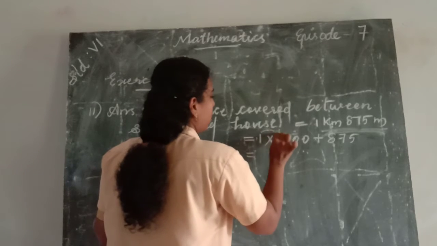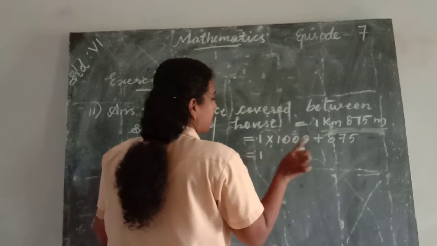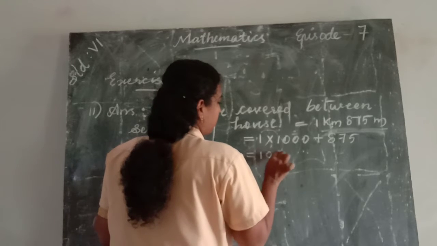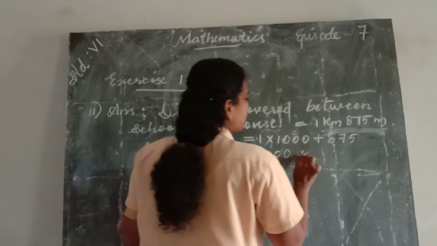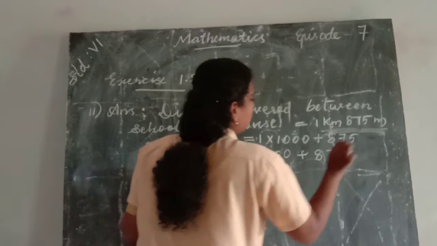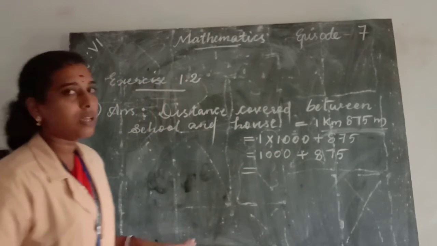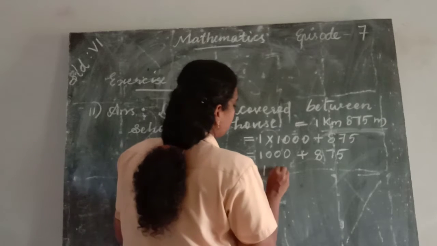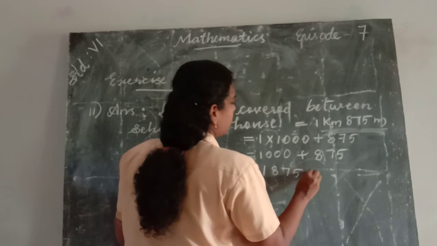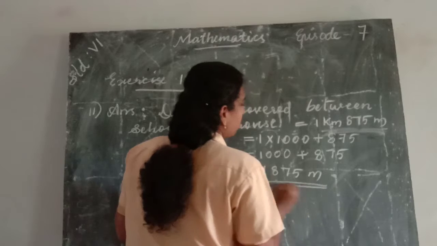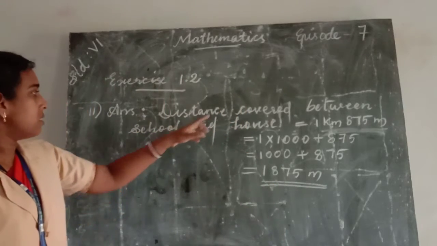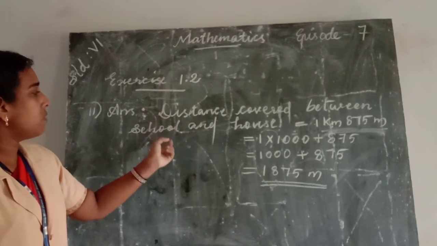1 into 1000 is 1000. In 1000 there are 3 zeros, so we put 3 zeros. And plus 875. 1000 plus 875, we get 1875 meter.